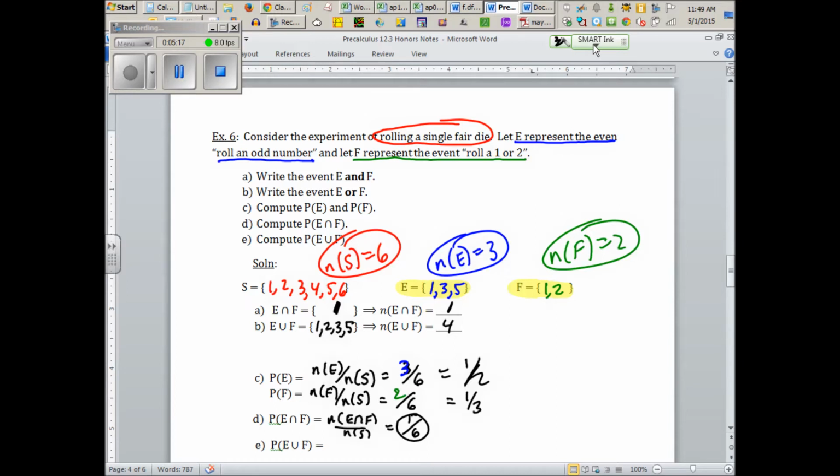Now somebody else might say, hold on, this is so ridiculous. All I'm trying to do is enforce that we roll an odd number and that it's a 1 or a 2.